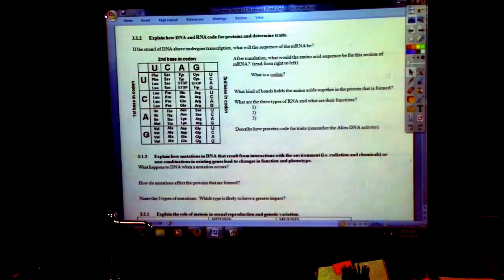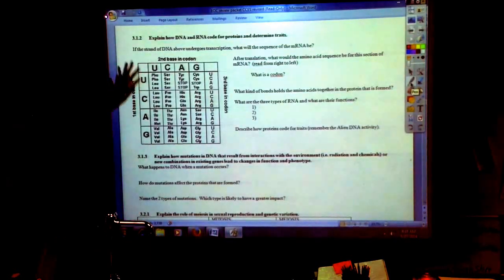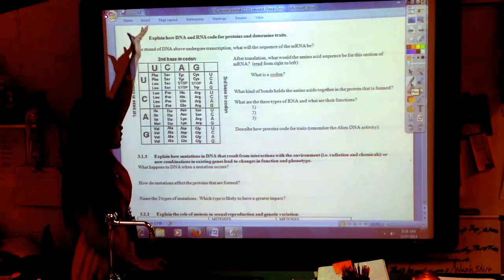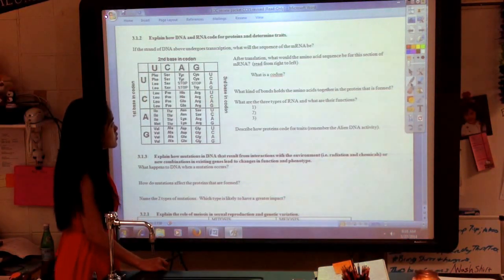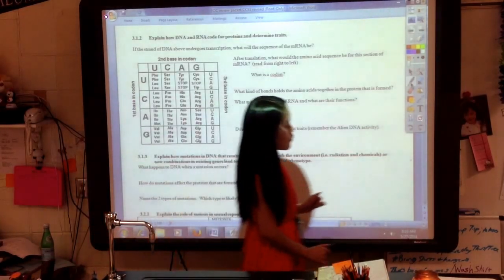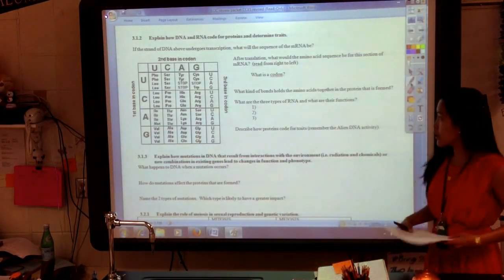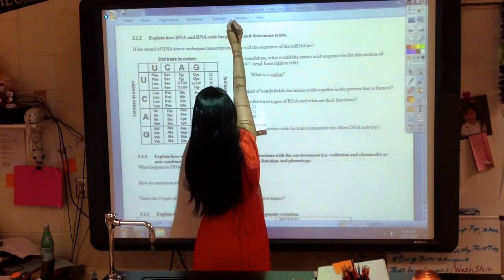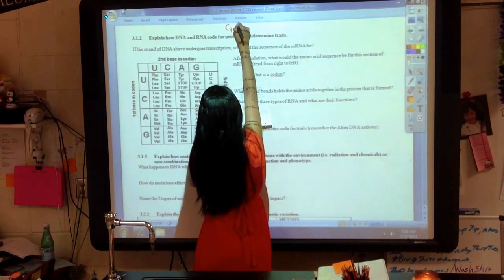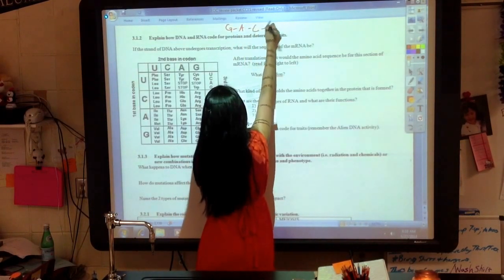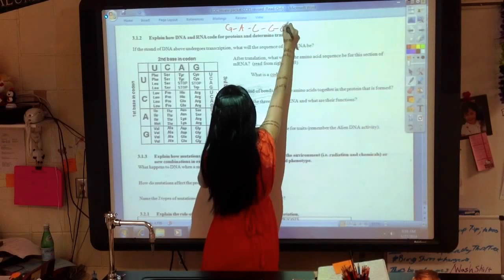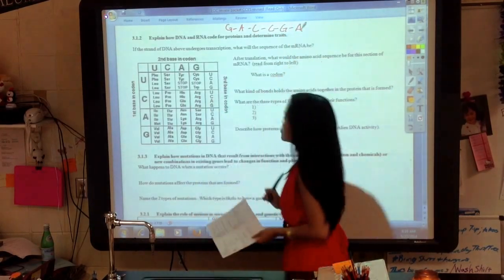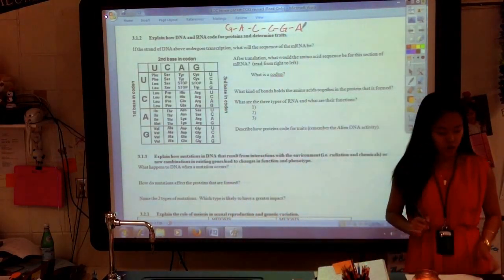And the next part, we're going to explain how DNA and RNA code for proteins and determine the traits. So if the strand of DNA above undergoes transcription, what will the sequence of mRNA be? So we're talking about the strand that we initially gave you, and we'll start from the left. Initially, the strand above had G, A, C, C, G, A. That was the strand of nucleotides you had in your drawing.